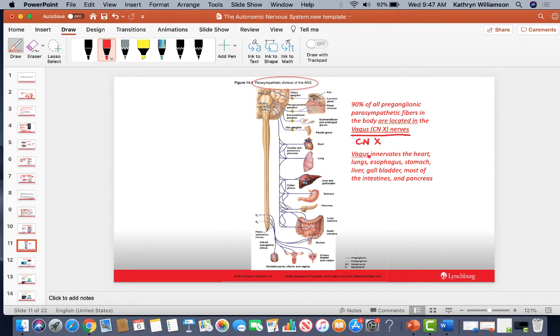The vagus nerves innervate a lot of structures in the body. So the heart, lungs, esophagus, stomach, accessory organs of digestion, intestines, pancreas. So they're going to have kind of pervasive innervation throughout the body.